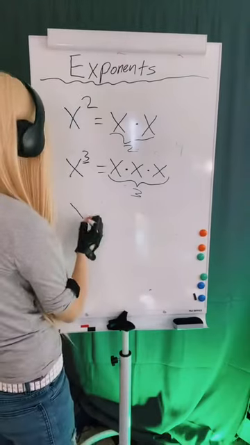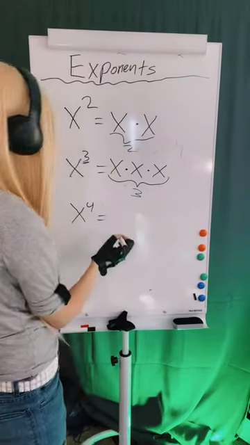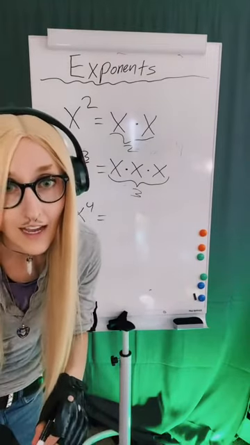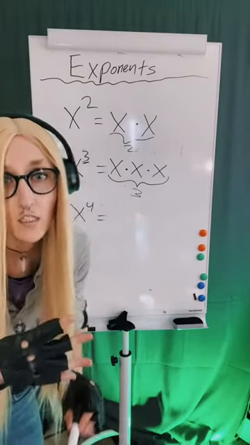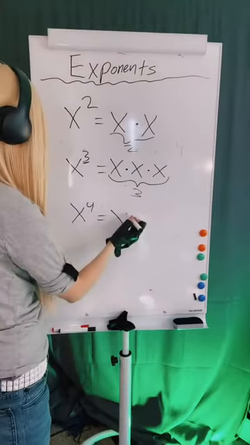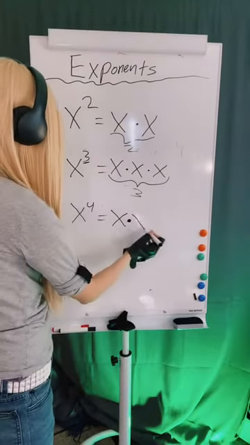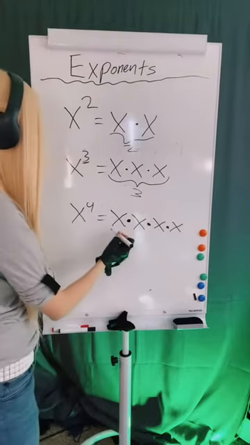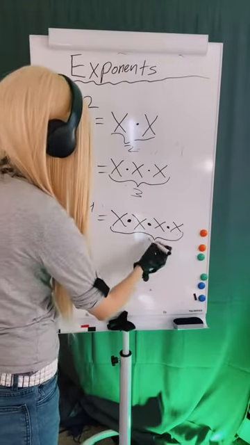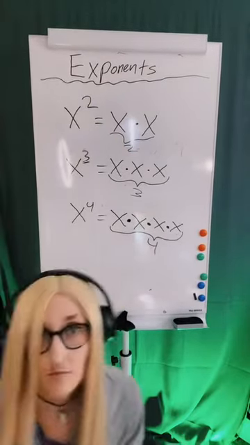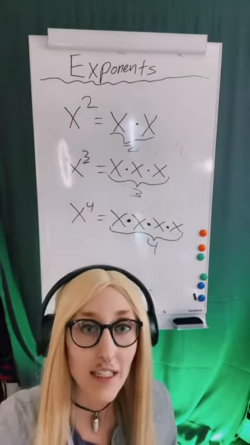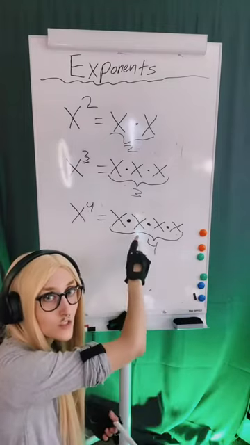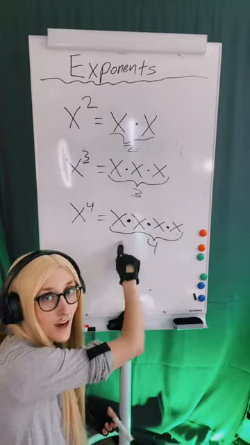If I have x to the fourth, well, you probably guessed it. That means I have 4 x's. Nice job, you guys. Seeing people writing that x times x times x times x. I got 4 of those suckers. So no matter how many of those you see, no matter what the exponent is, it's just this variable that many times, okay?